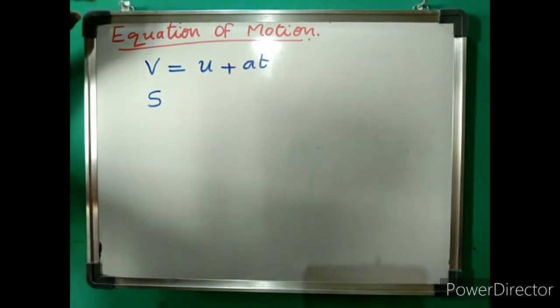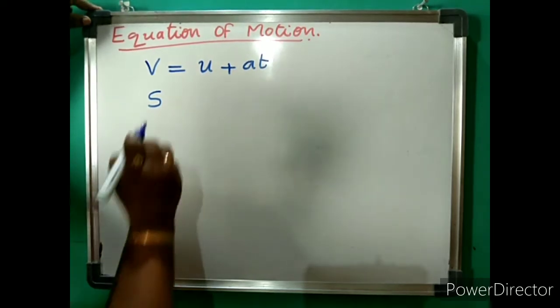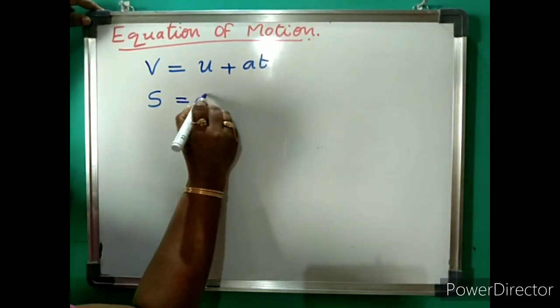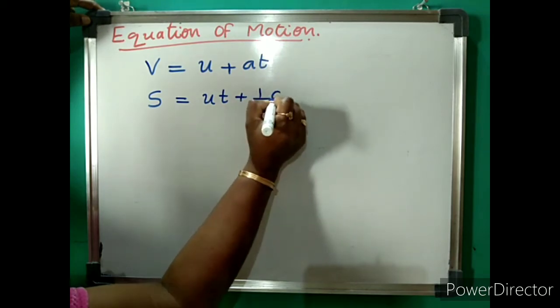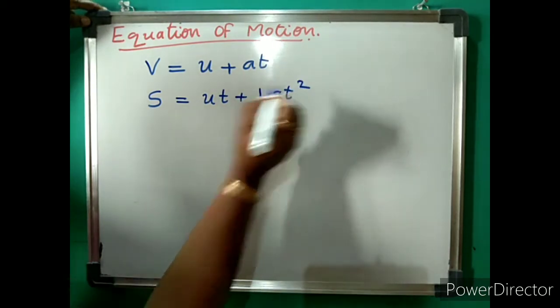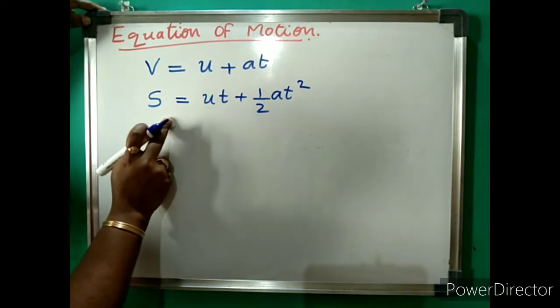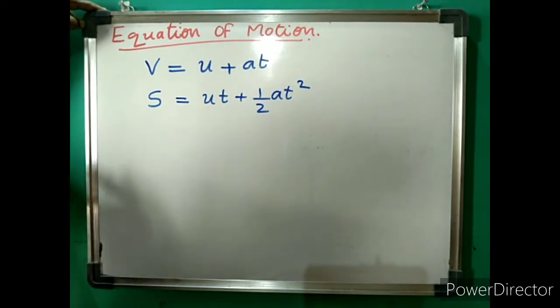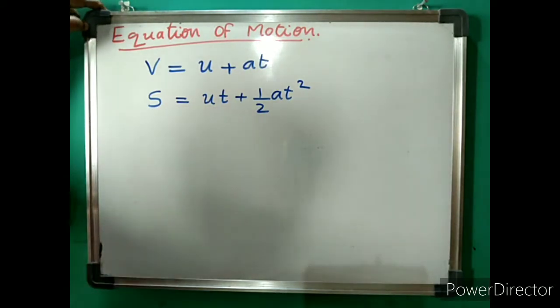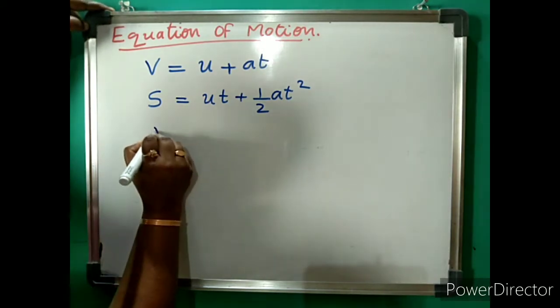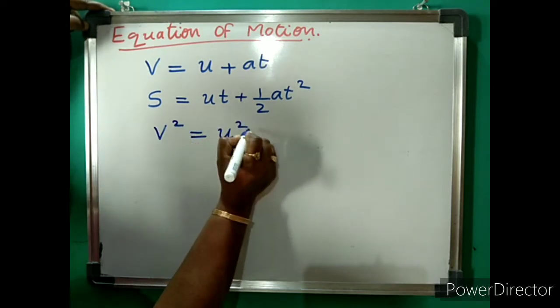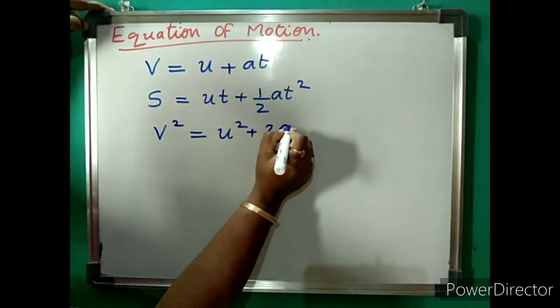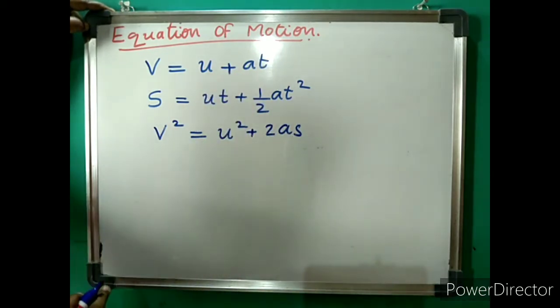Next, the position time relation: S is equal to ut plus half at square. This is the equation relating position and time. Next is the position velocity relation. That equation is v square is equal to u square plus 2as. These are the equations of motion.